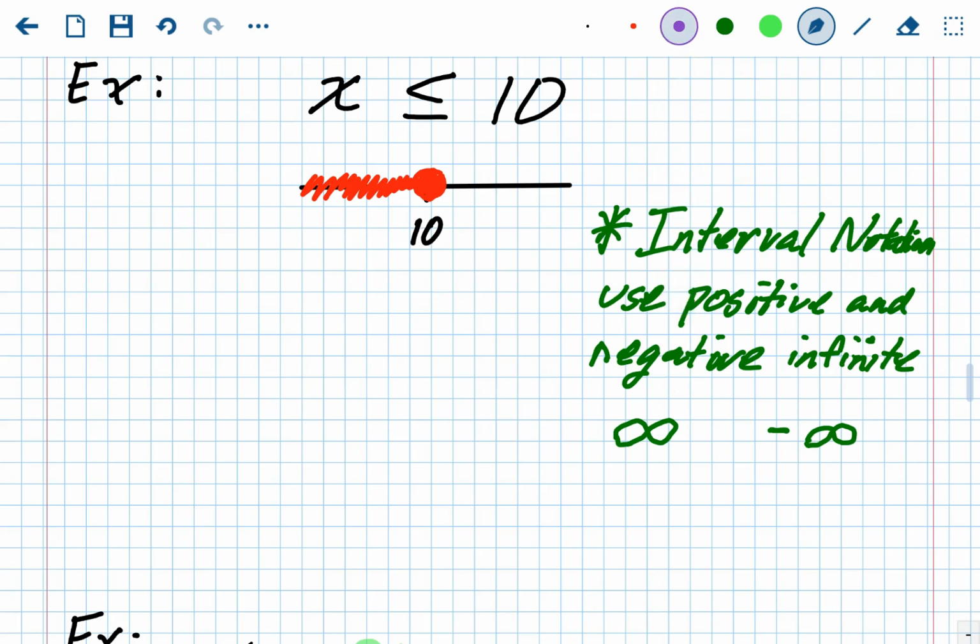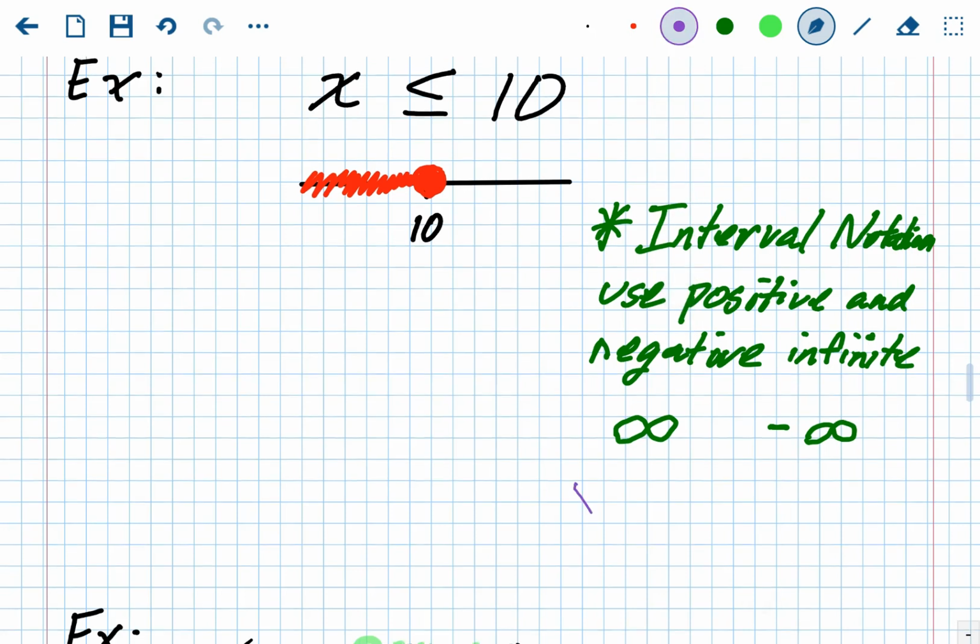All right, and infinity always uses a parenthesis. Okay. So infinity is not actually a number, so you can't ever actually get there. So infinity is never going to be included. So it's always a parenthesis.